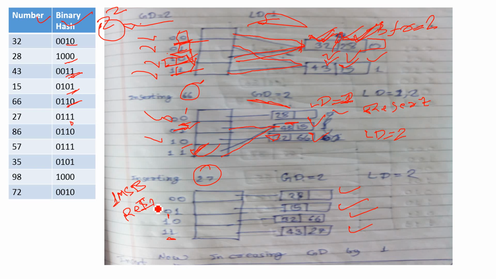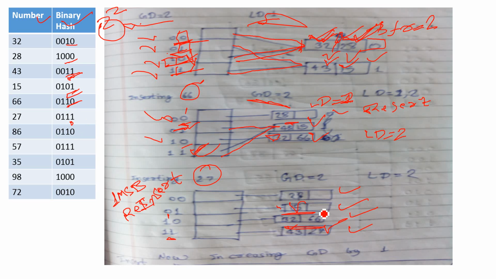Okay, now if we check 32, its MSB is 0, like 28, so it's inserted already as it is. 43 gets inserted in the 11 bucket. 15, whose bits are 01, is inserted in the 01 bucket. And 66 is in the 10 bucket, so not to worry about it. 27 is inserted here, in the 11 bucket. Okay, is it clear now?